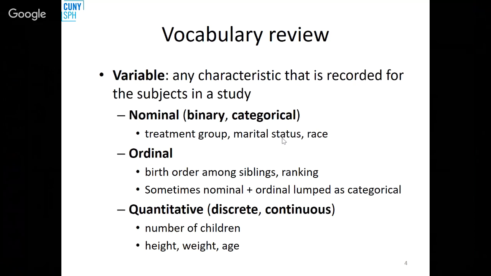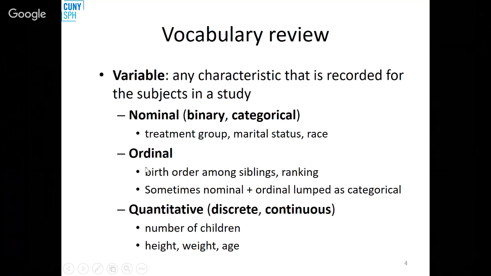A variable is any characteristic that is recorded for the subjects in a study, and we covered these three types of variables: the two nominal types, binary and categorical. Binary, things like, well, treatment group, if it is just treatment and control, that's a binary variable. Marital status could be binary or categorical, and race could be binary or categorical, depending on how it is being coded.